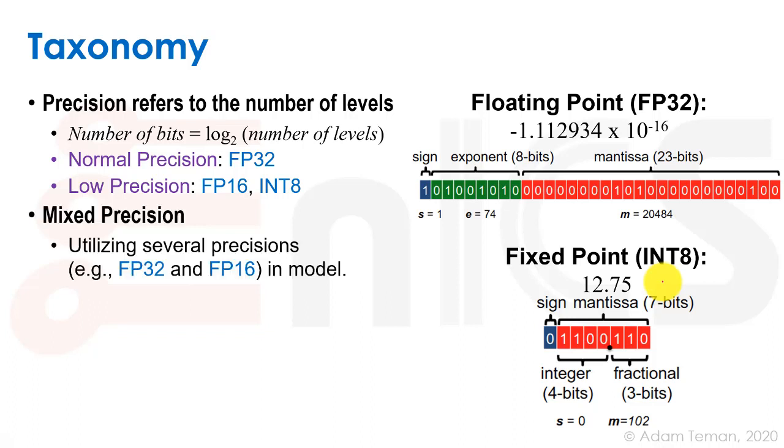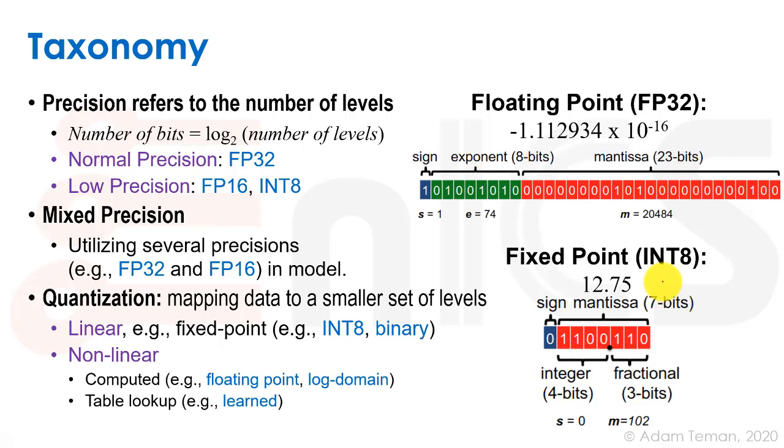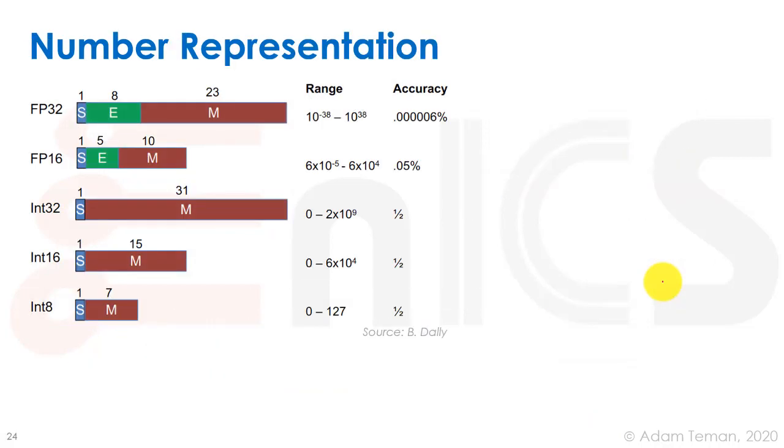Mixed precision is utilizing several precisions, like FP32 and FP16, in the model, and we'll discuss that a bit later. And quantization is mapping data to a smaller set of levels. So we have linear, for example, which is fixed point, like an int 8 or a binary type of quantization, or a nonlinear quantization where we compute the quantization, which could be either with floating point or, for example, with a log domain, or we could use a table lookup such as a learned quantization, and we'll discuss those in a bit.